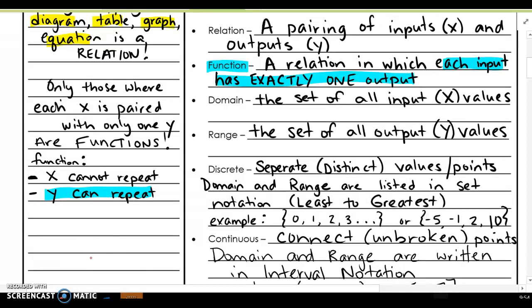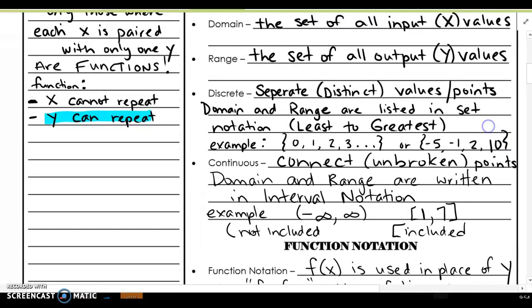We're also going to be talking about domain and range. Domain is the set of all X values. Range is the set of all Y values. And we're going to discuss the difference between discrete and continuous. Discrete are points only. Not all X values make sense. So we use points only to represent discrete data. We connect the points to create a line or a curve, and that is continuous data.